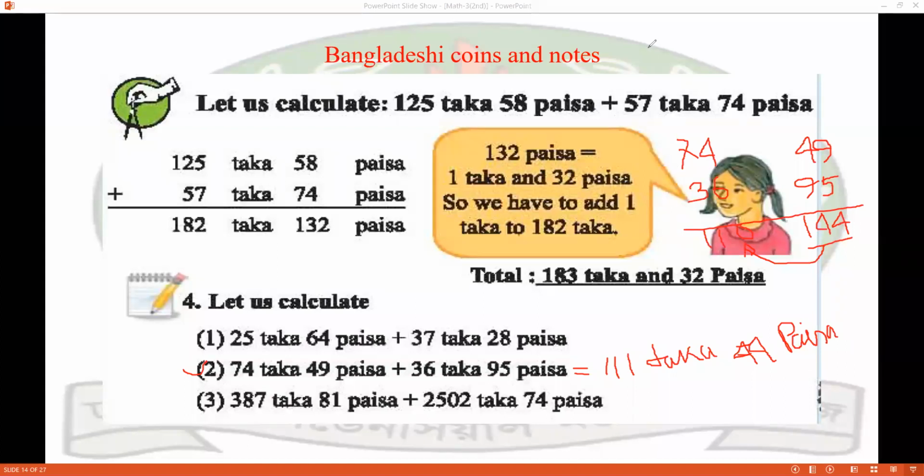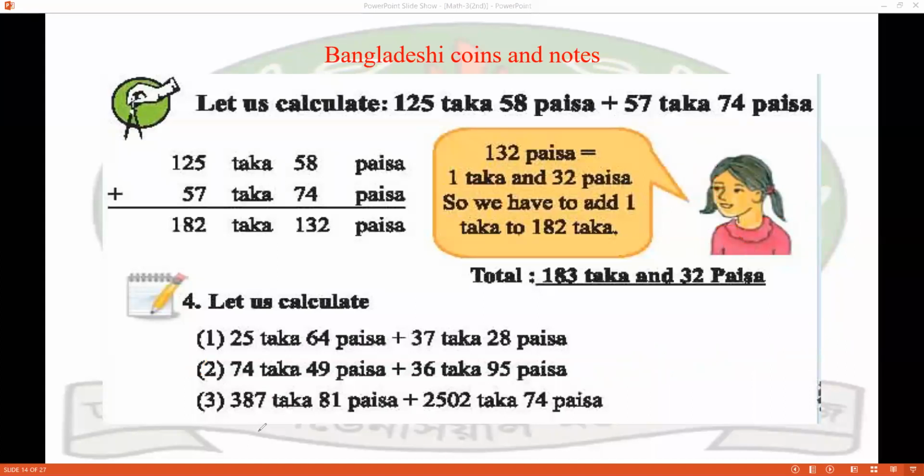There is another math. There is 387 taka and 81 paisa, and there is 22,502 taka and 74 paisa. We have to add it.